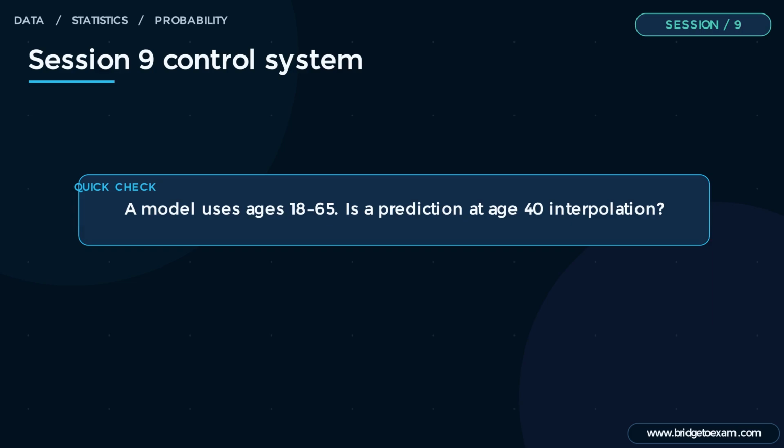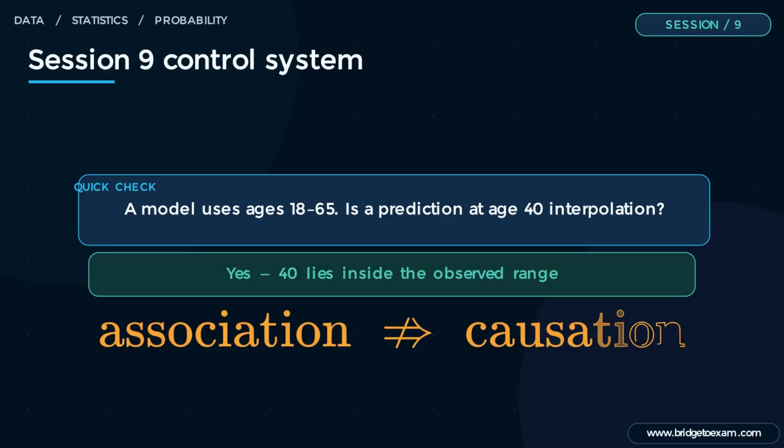Is a prediction at age 40 interpolation or extrapolation? Age 40 is inside the observed range, so the prediction is interpolation.